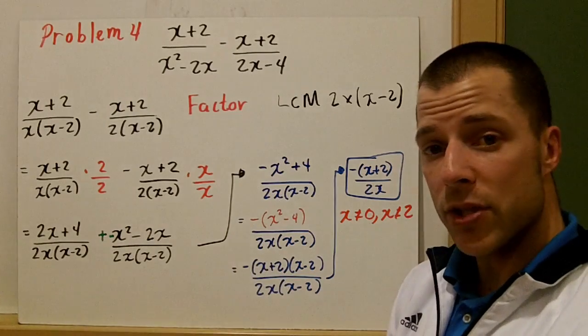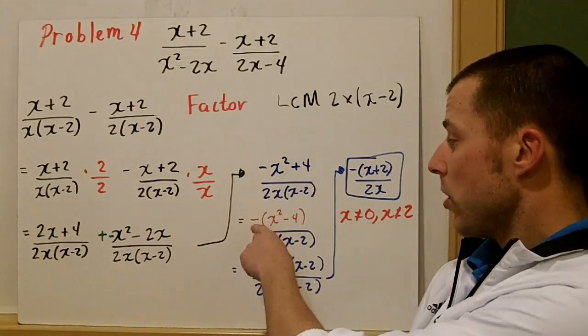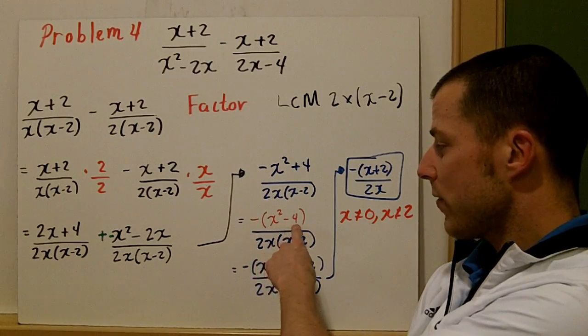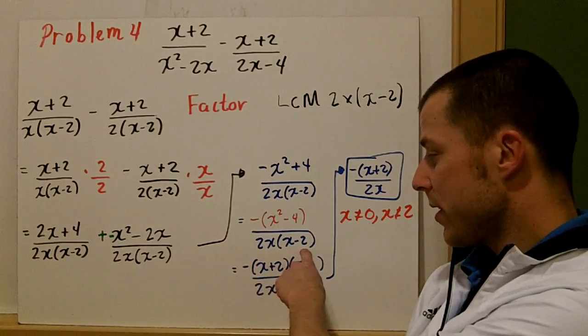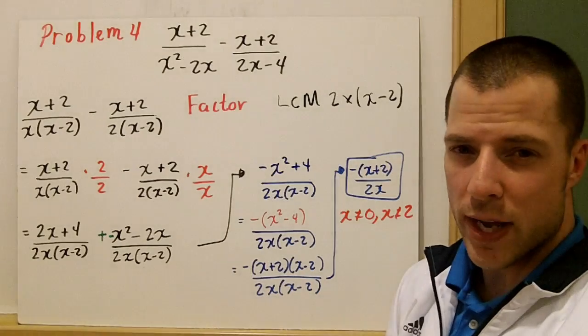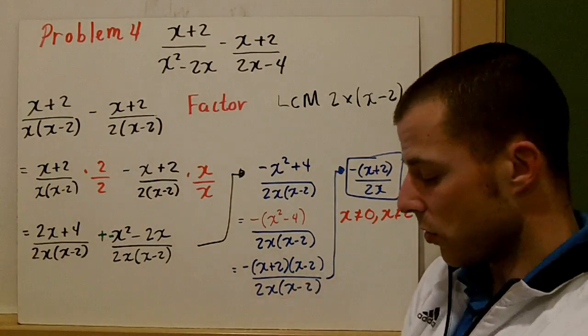You might think we're done, but you have to be careful. We're going to factor out that negative. So we're going to factor the negative out from the x squared, and we're going to have x squared minus 4 all over the LCM. Now we have a difference of two squares pattern in red. So that becomes x plus 2 and x minus 2.